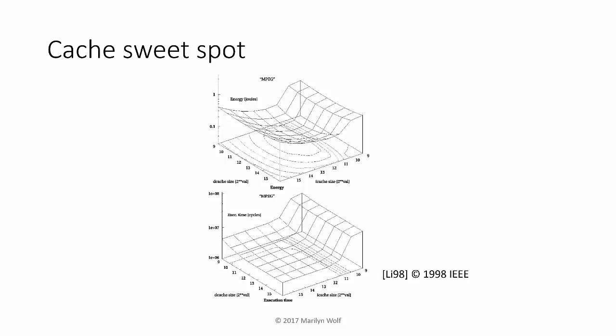But if we look at the energy plot on top, we see that for very small instruction caches, we burn a lot of energy. We increase the cache size a little, and we hit our sweet spot. But then we increase the cache size more and we start to burn more energy because of the overhead associated with using a larger cache.